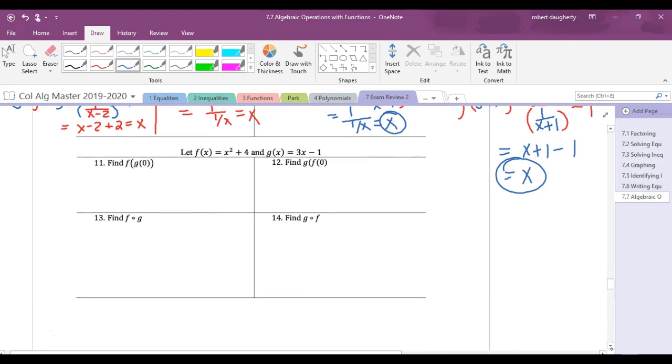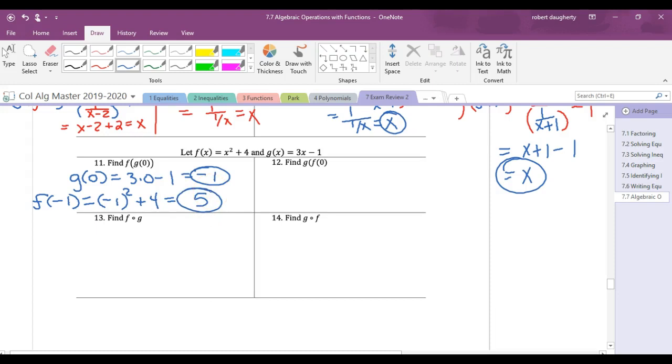Find f of g of 0. Okay, so g of 0 is 3 times 0 minus 1, which is negative 1. So that gets substituted into f. So f of negative 1 is going to be negative 1 squared plus 4, which is 5.